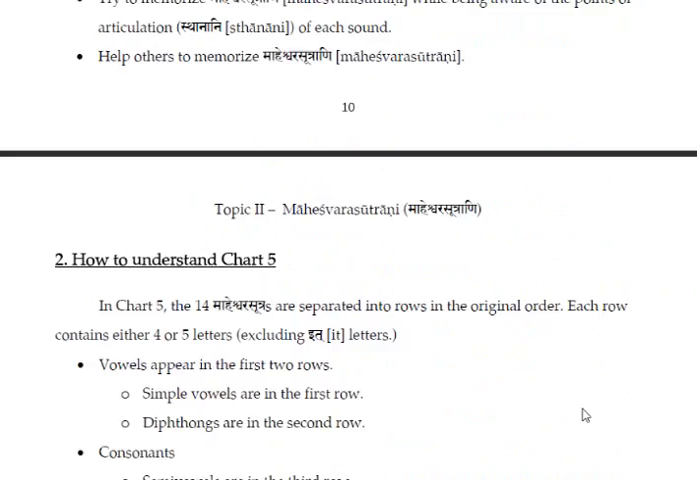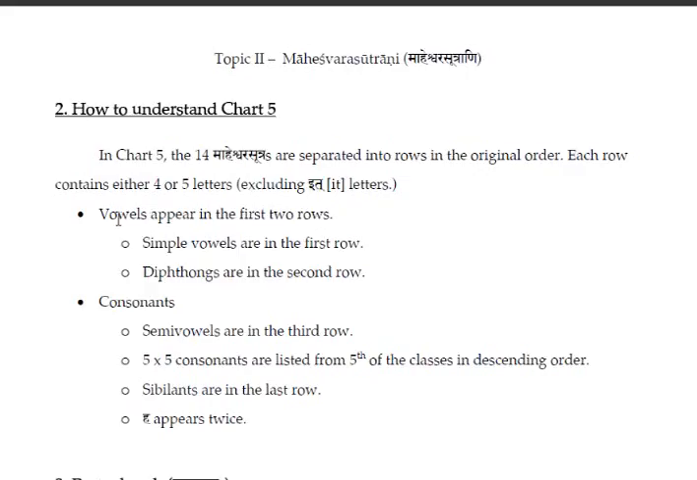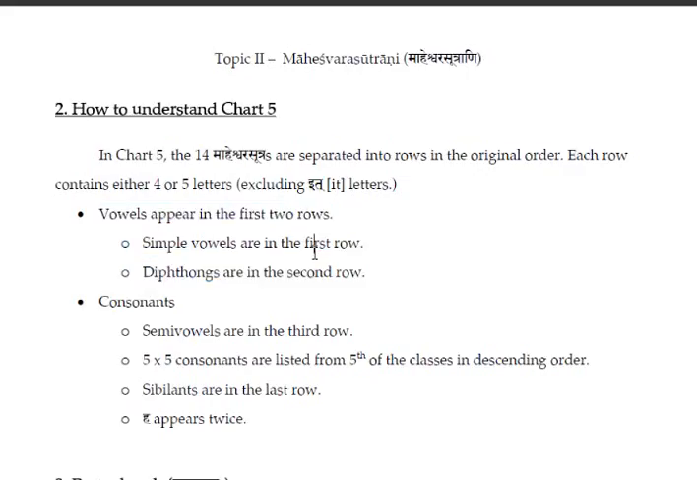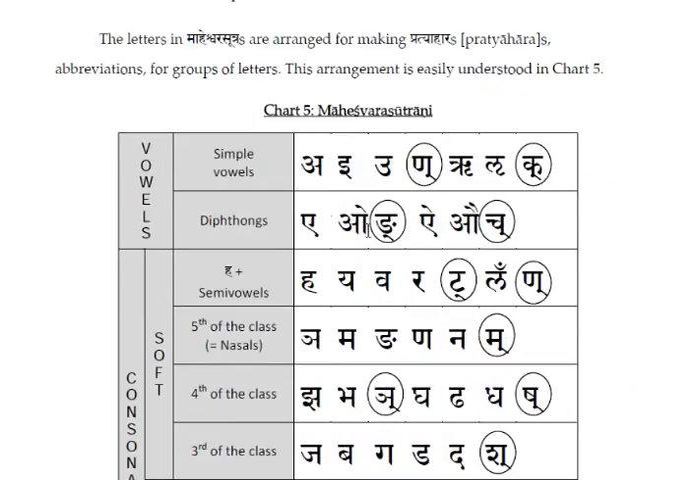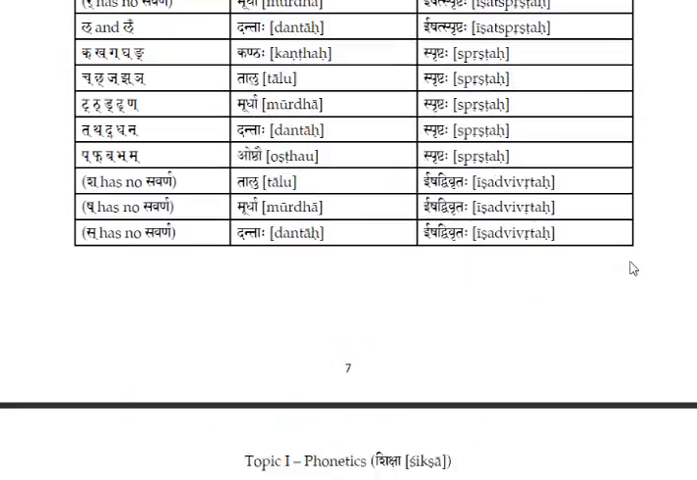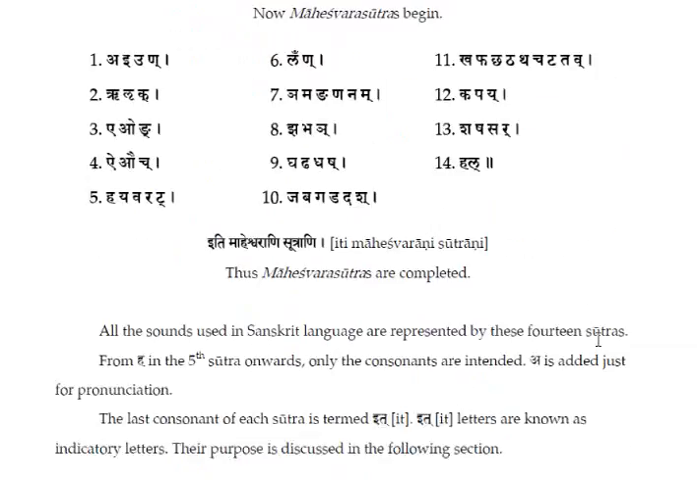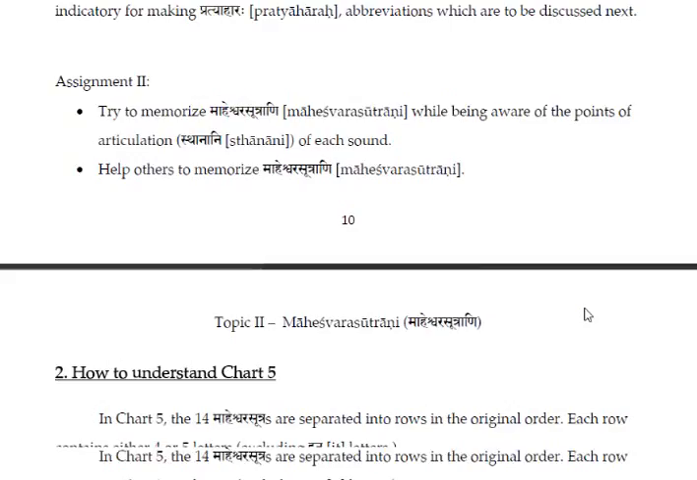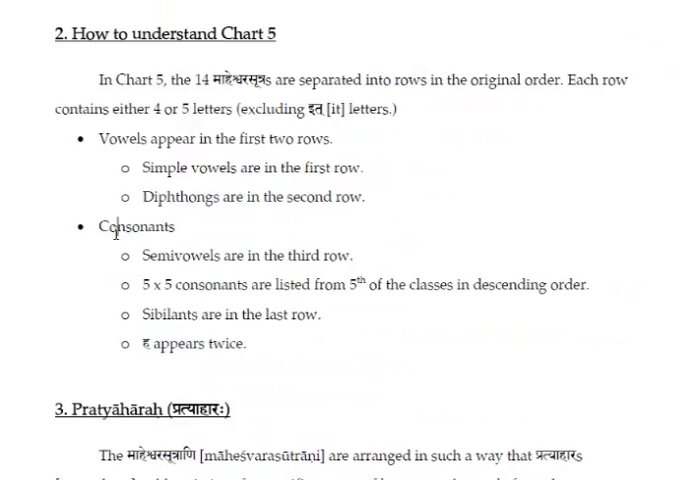Vowels appear in the first two rows. Simple vowels are in the first row. Diphthongs are in the second row. What are simple vowels and diphthongs? You can refer back to the first section of this book. So the simple vowels are told in the first row, and the diphthongs, e, o, ai, au, are told in the second row. Then consonants.